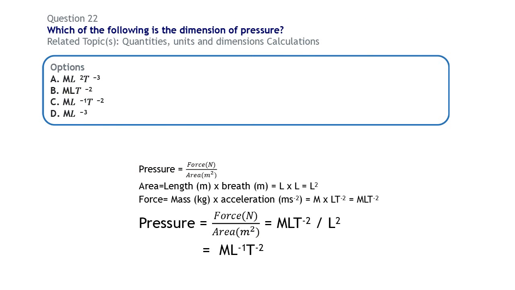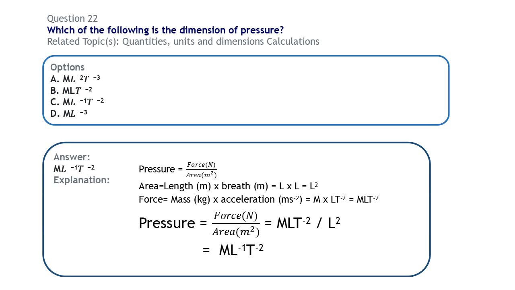Next, on quantities, which of the following is the dimension of pressure? Alright, so the formula for pressure is force over area. So we need to look at what is the dimension of force and what is the dimension of area. Let's start with area, which is easier.